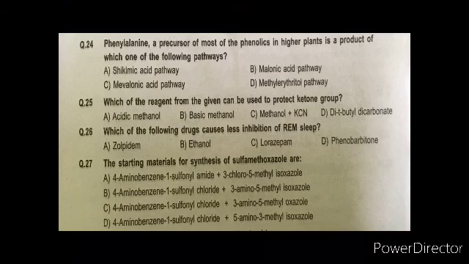Question 26. Which of the following drugs causes less inhibition of REM sleep? Zolpidem, ethanol, lorazepam, or phenobarbital. Question 27. The starting material for the synthesis of sulfamethoxazole are? You have four options.